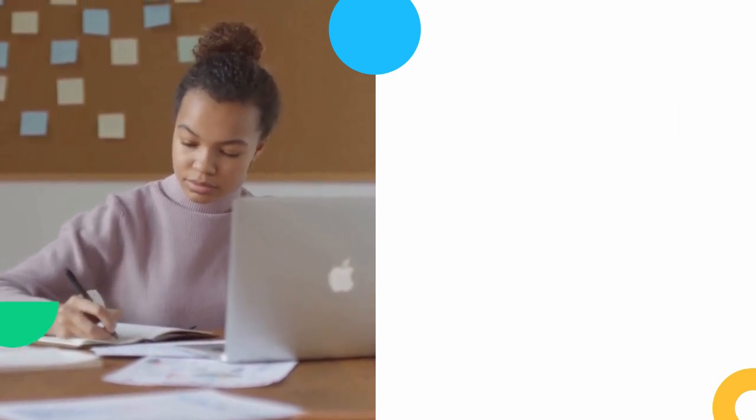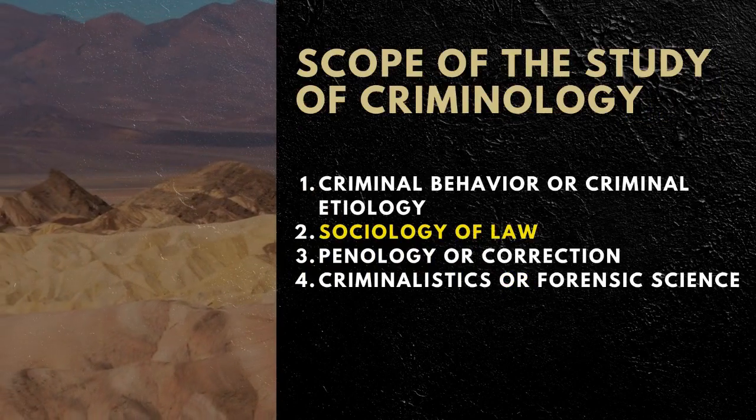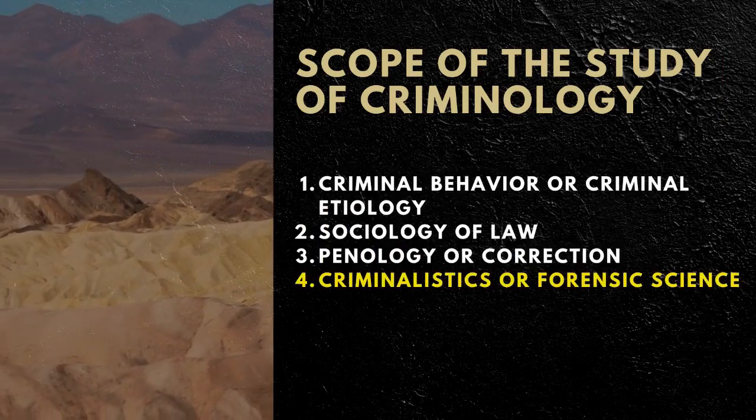Scope of the study of criminology: 1. Criminal behavior or criminal etiology. 2. Sociology of law. 3. Penology or correction. 4. Criminalistics or forensic science.